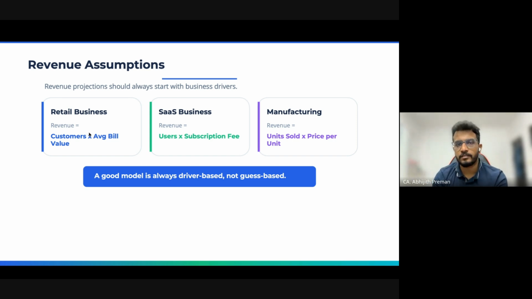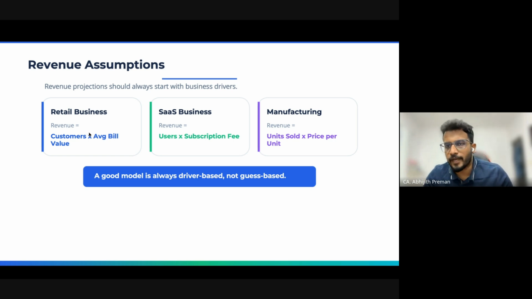In the case of manufacturing, revenue is equal to units sold times price per unit. So the business drivers are customers in a retail business, users in a SaaS business, and units sold in a manufacturing business. Your revenue should always start from the business driver. It shouldn't be a blind projection like 10 lakh, 15 lakh, 20 lakh, or a 20% hike year on year. Those things typically won't work when you are doing a financial model for a purpose.